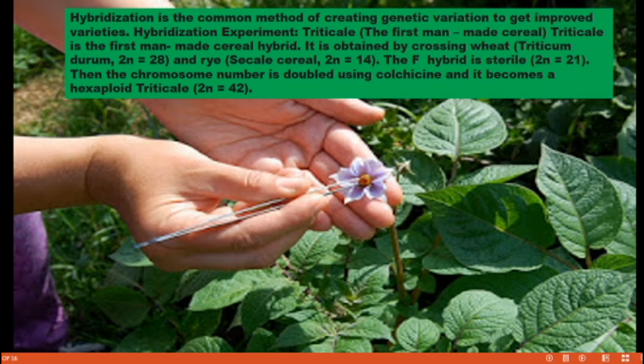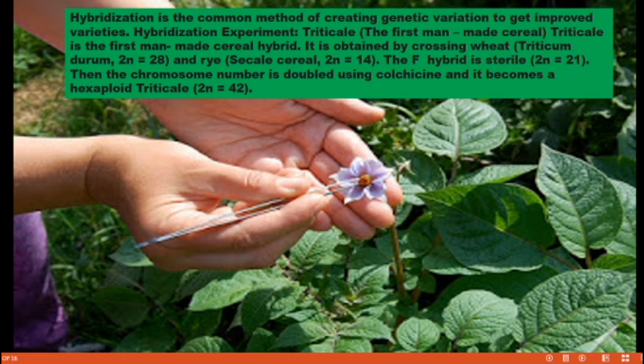Hybridization is the common method of creating genetic variations to get improved varieties. When you go for hybridization, it is a common method from which we expect genetic variations, because we are not using any chemical substance. So normally we go for hybrids by natural methods. Triticale is the first man-made cereal. Triticale is the first man-made cereal hybrid.